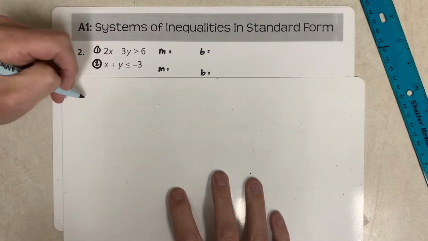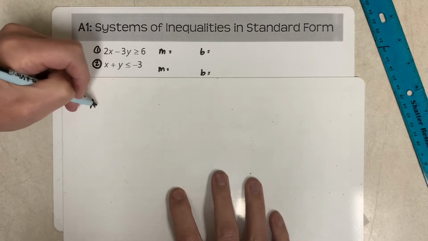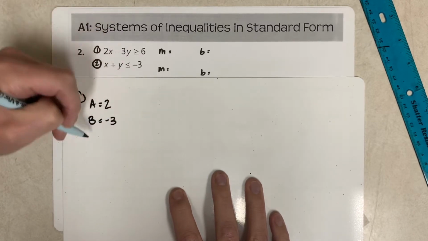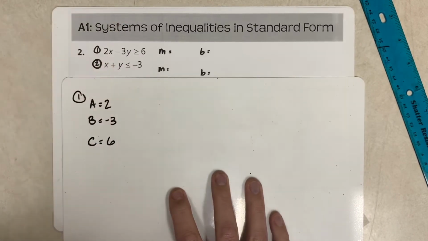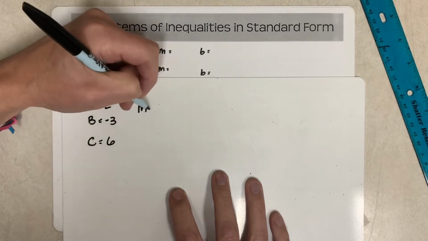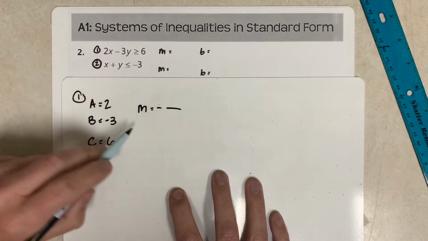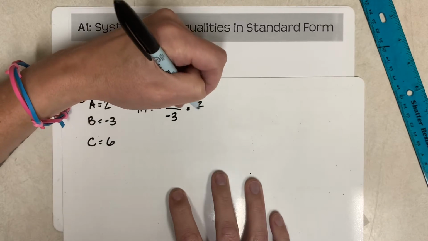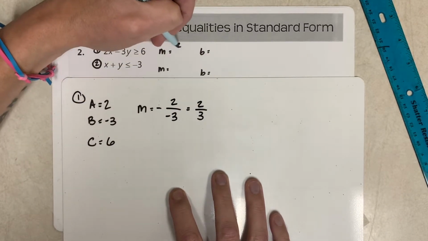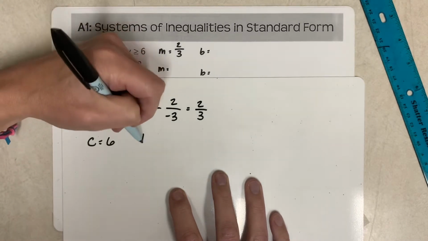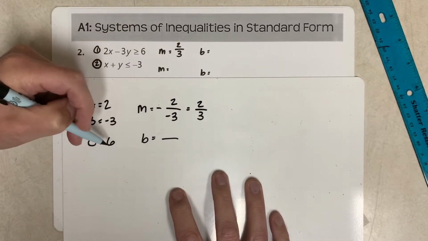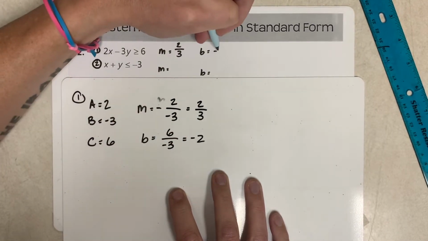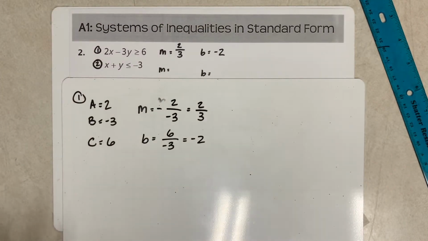All right, so for the first one, A is 2, B is -3, and C is 6. Okay, so that's going to give me a slope of -a over b, which is -2 over -3, which is actually going to be a positive 2/3. That's what my slope is for the first one, 2/3. My y-intercept is going to be just c over b, which is 6 divided by -3, and that's going to be -2. So I now know the slope and the y-intercept of my first boundary line.